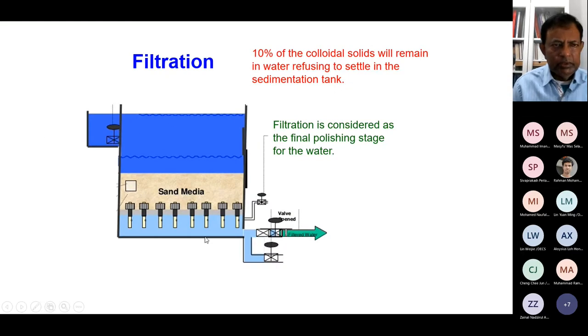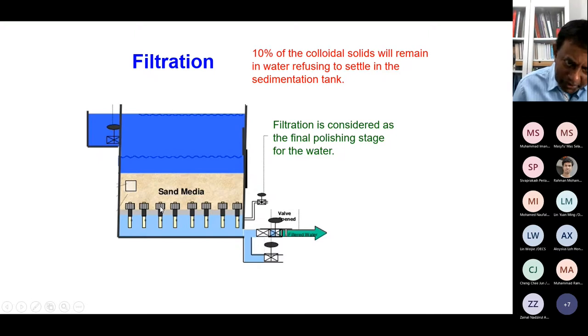You pass it through filtration, sand filters. So you keep the sand filters and bring the water into the filtration unit, and when the water percolates through the sand media, it can be collected through the under drain system, because these are the filter nozzles, and the water will find its way through the nozzles into the lower chamber. Nozzles are provided with small open spaces, so the water will be able to percolate through, and the particles will be trapped in the sand media.